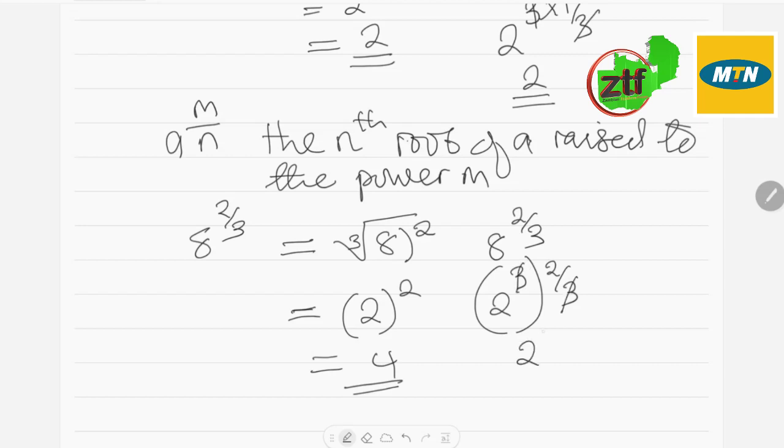Then we remain with 2 to the power 2, and 2 to the power 2 still gives us 4. So those are some of the basic rules of indices that you need to have in mind. You don't need to memorize this is number 1, this is number 2, this is number 3, 4, 5, and 6. You just need to know and understand them so that you can apply them at every point whenever the question requires you to apply the rules of what?